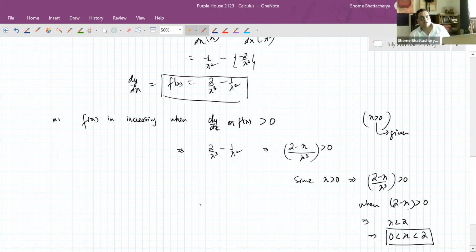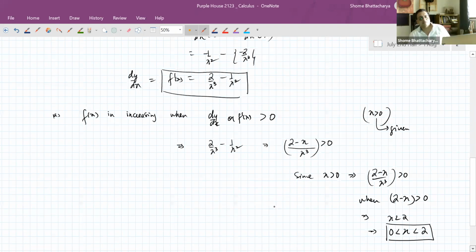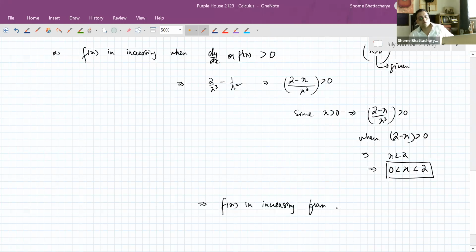Now this is telling me that the function f(x) is increasing for the interval, you can write it like this: x belongs to the interval. This symbol, as you know, stands for belongs to. So x belongs to the interval 0 to 2, or you can say x is greater than 0, x is less than 2. Okay, so make a quick note of this part.